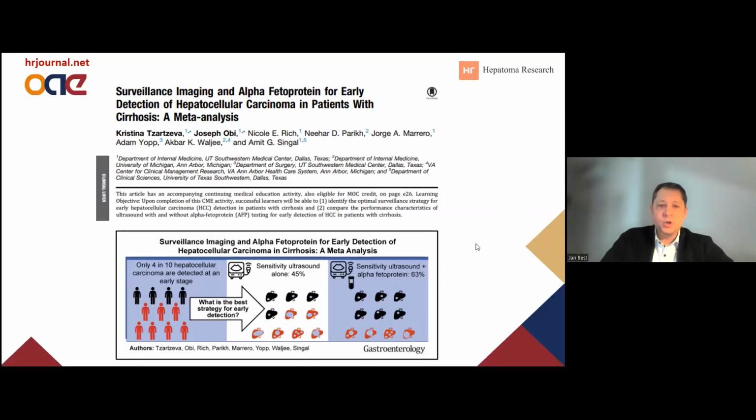Additional benefit or the comparison with HCC surveillance, which is performed by ultrasound only. And you can say that only 4 in 10 HCCs are detected at early stages if you do ultrasound alone. And the sensitivity of ultrasound alone is only 45%.